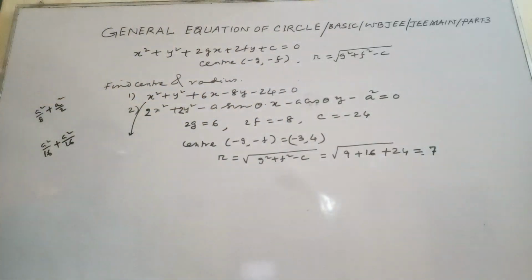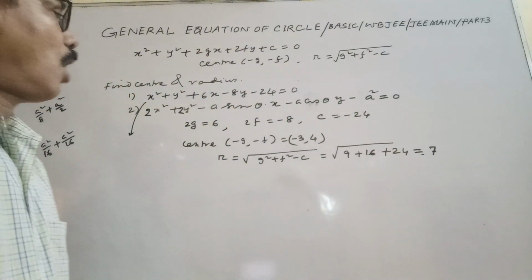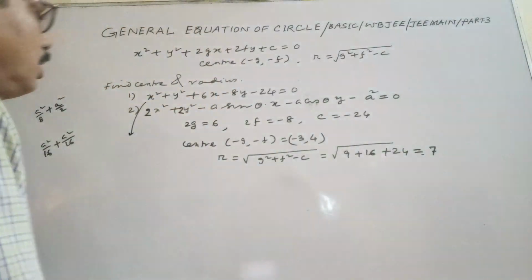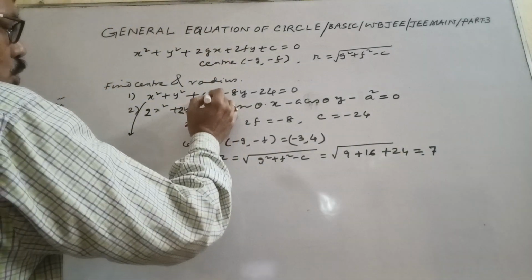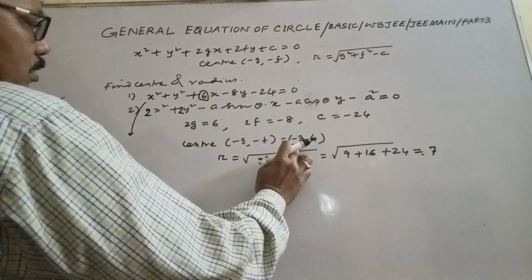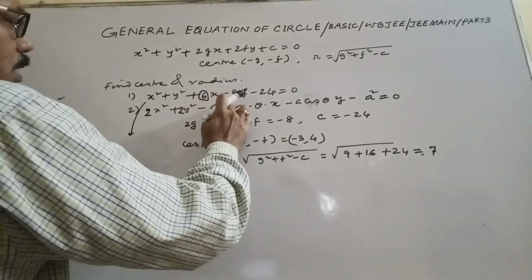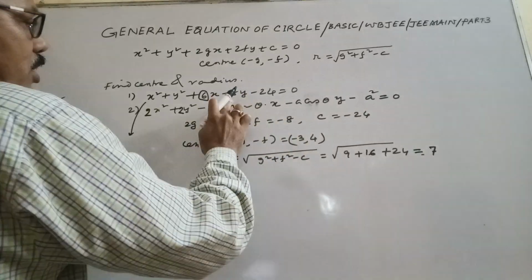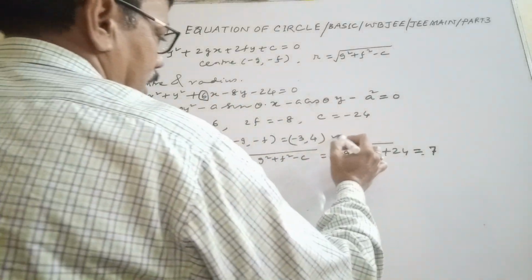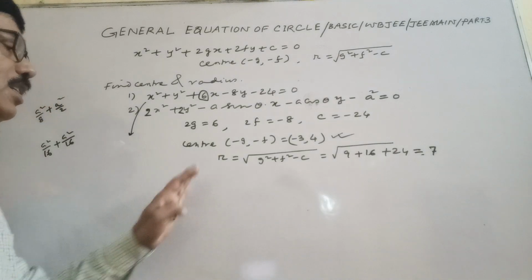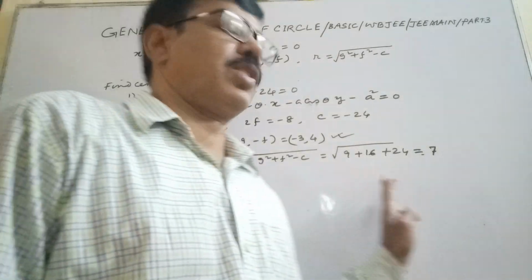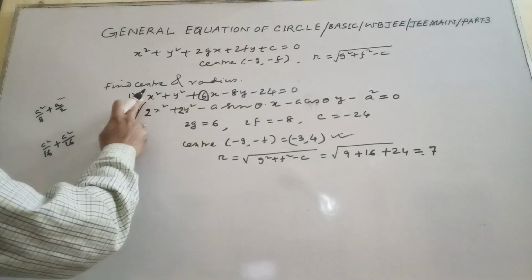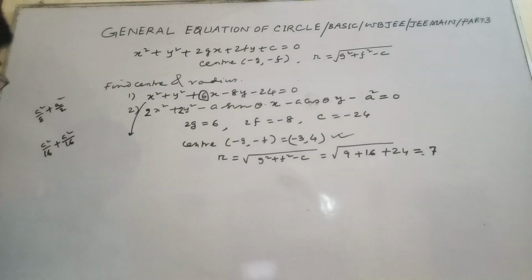So look, how to find the center and radius. Shortcut rule: divide the coefficient of x by 2, the coefficient of y by 2, then change the sign. So we get the center. Then the radius equals the square root of g square plus f square minus c. Mind it, the coefficient of x square and y square must be 1.